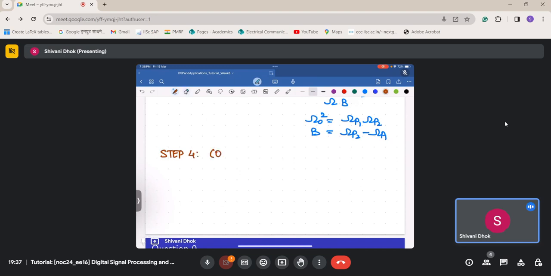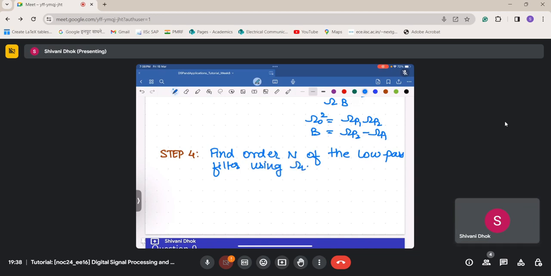Step 4 is to construct a low pass filter, or rather we will find the order n of the low pass filter using omega LS and omega LP.